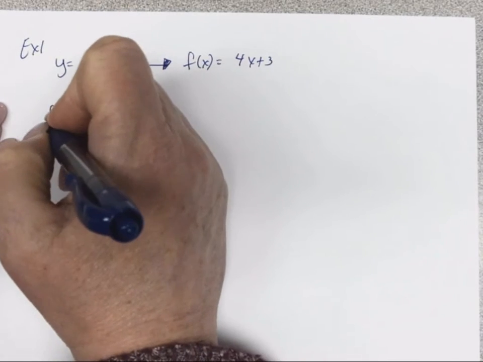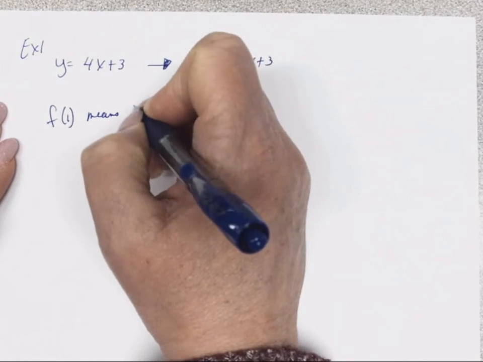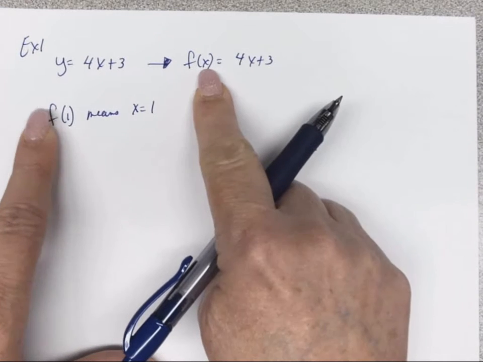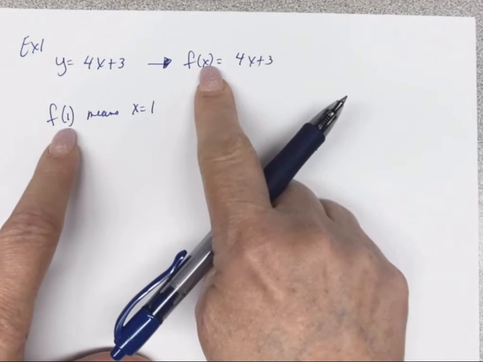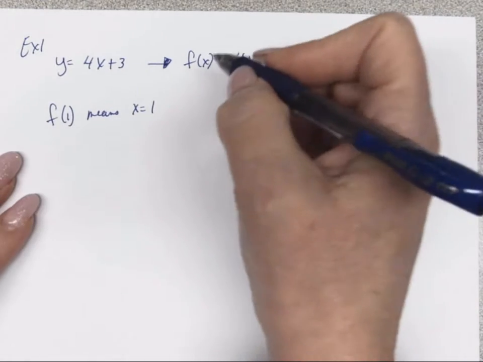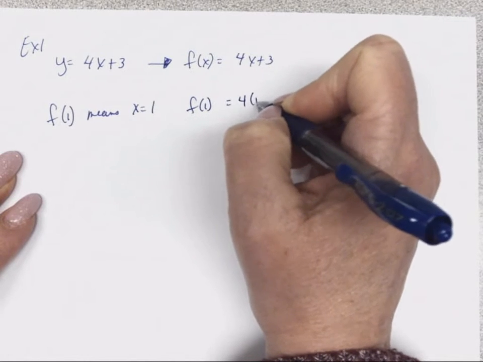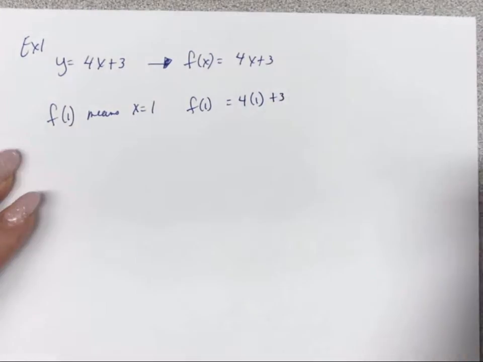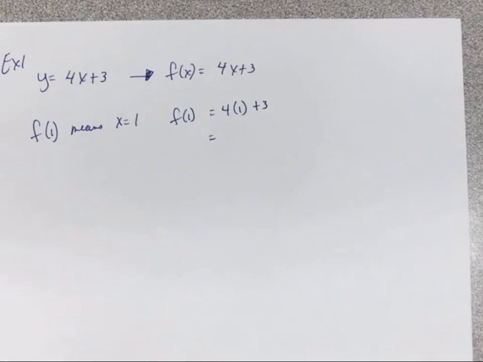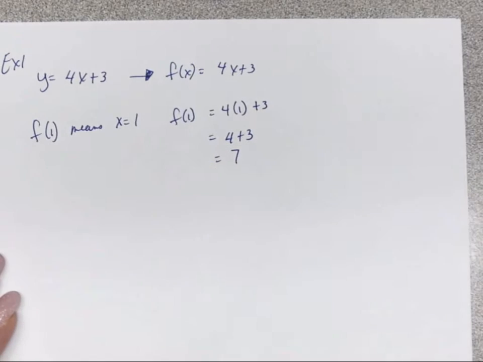So if we write f at 1, this means x is equal to 1. So here's our f of x, f at 1. That means the x is equal to 1. So we're going to plug 1 in wherever x is. Then we would have f at 1 is equal to 4 times 1 plus 3. So 4 times 1 is 4 plus 3, and 4 plus 3 is equal to 7.